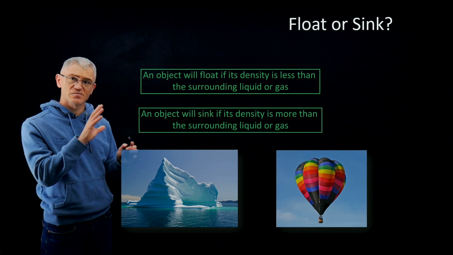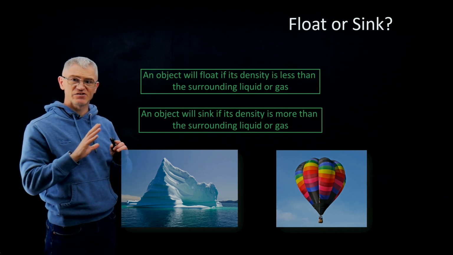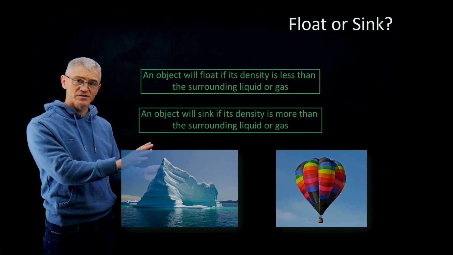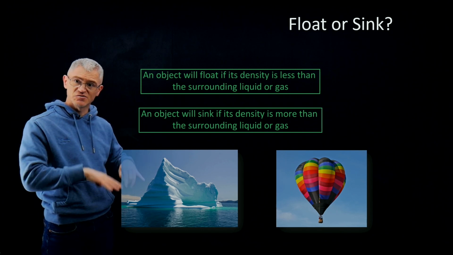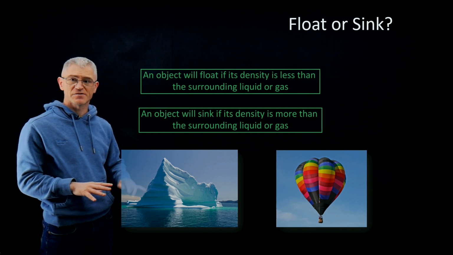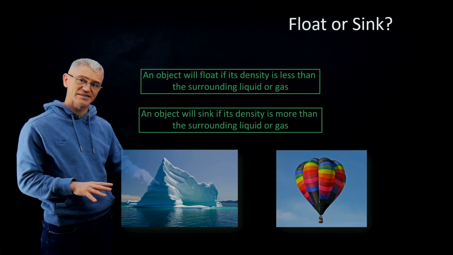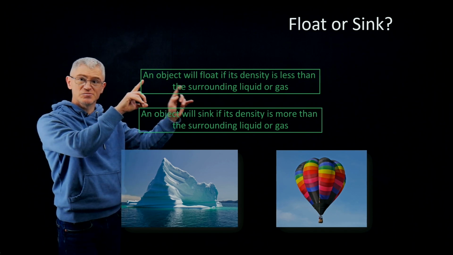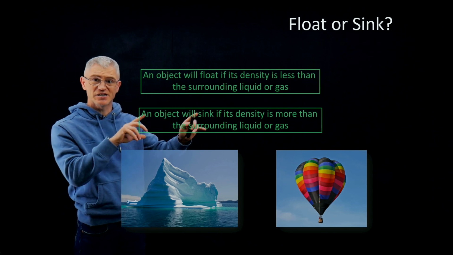So, a very important thing about density is that it relates to buoyancy. If something floats, it's got to be less dense than the liquid it's in. So if you look at water here and you've got the iceberg, that means that the iceberg is less dense than the water because it floats. So as you can see up here, an object will float if its density is less than the surrounding liquid or gas.